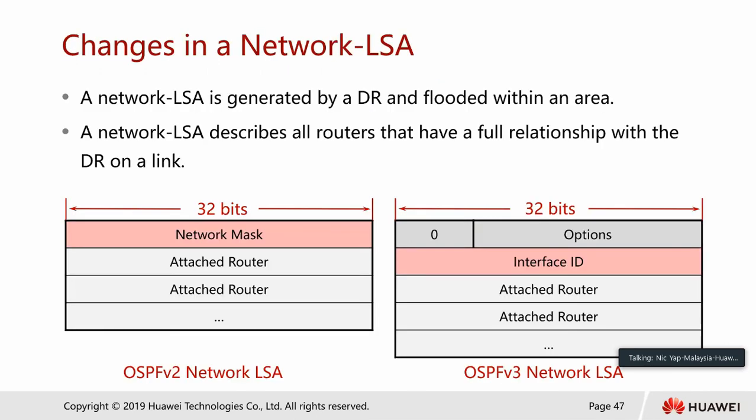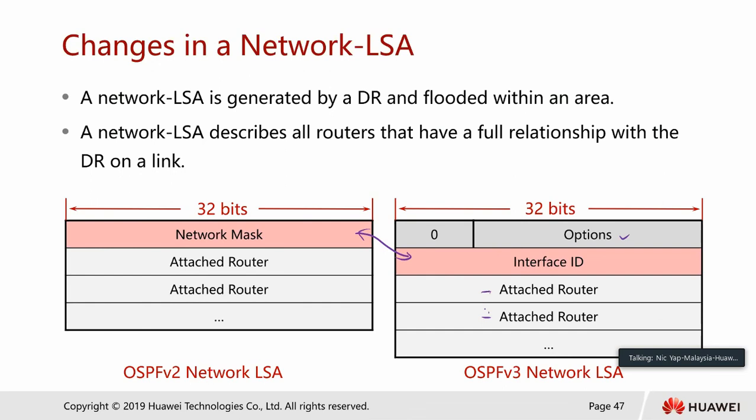The next one is the change in the network LSA. Under the network LSA, what are the differences here? They added the options, and network mask changed to the interface ID. So the rest will be the same. Attached routers: who are attached in this environment? A network LSA is generated by the DR and flooded within the area, and the network LSA describes all the routers that have a full relationship with the DR on a link. So that is where the attached routers come in.